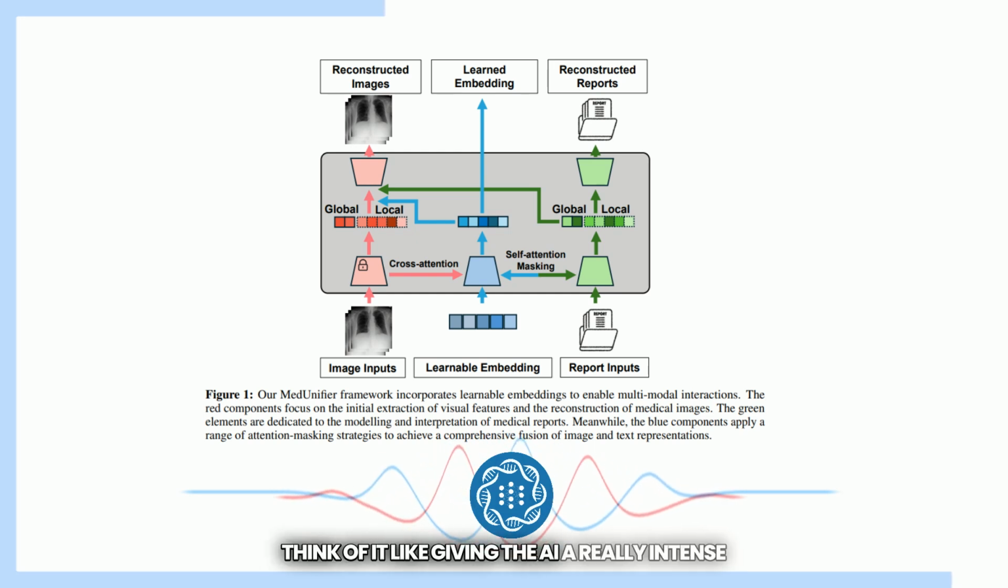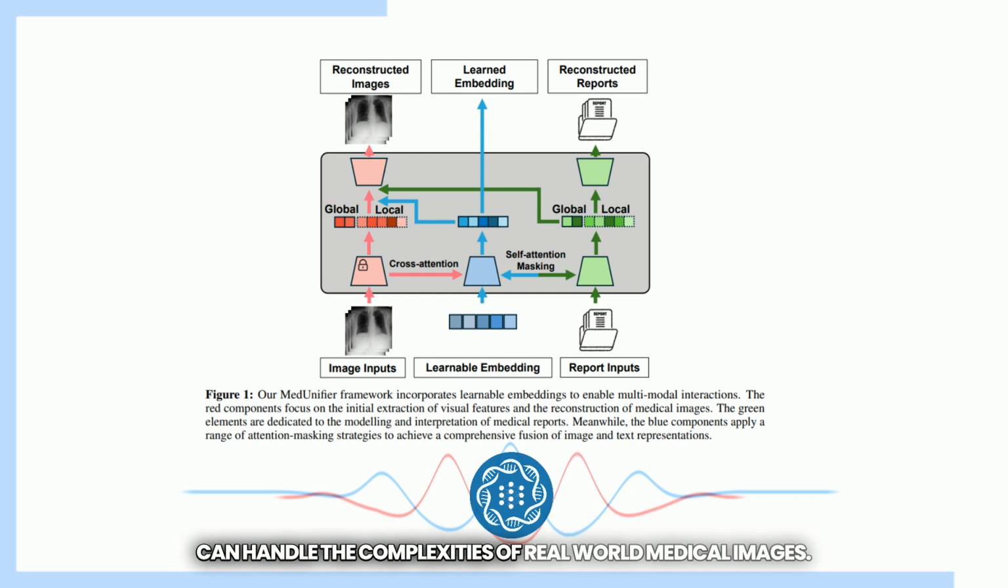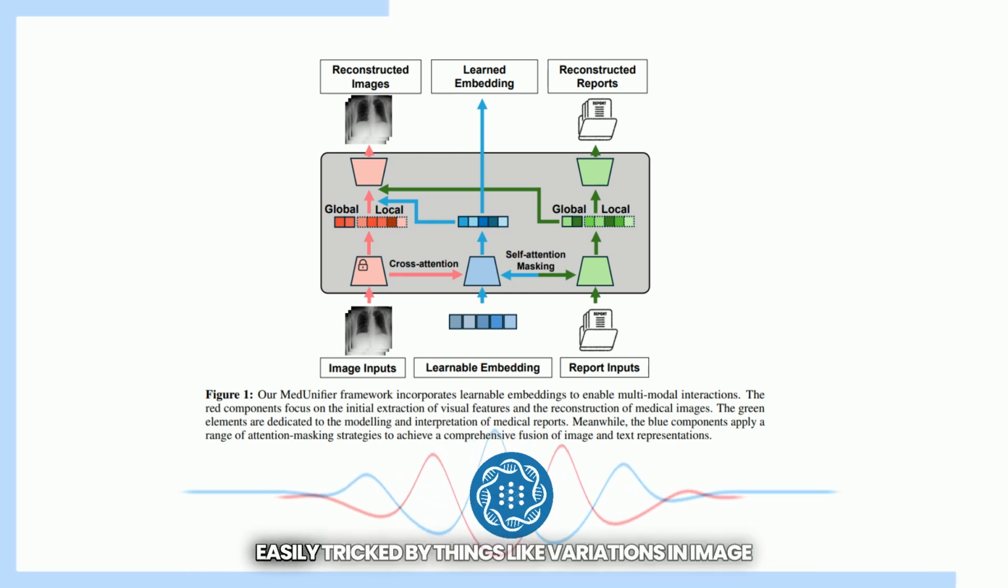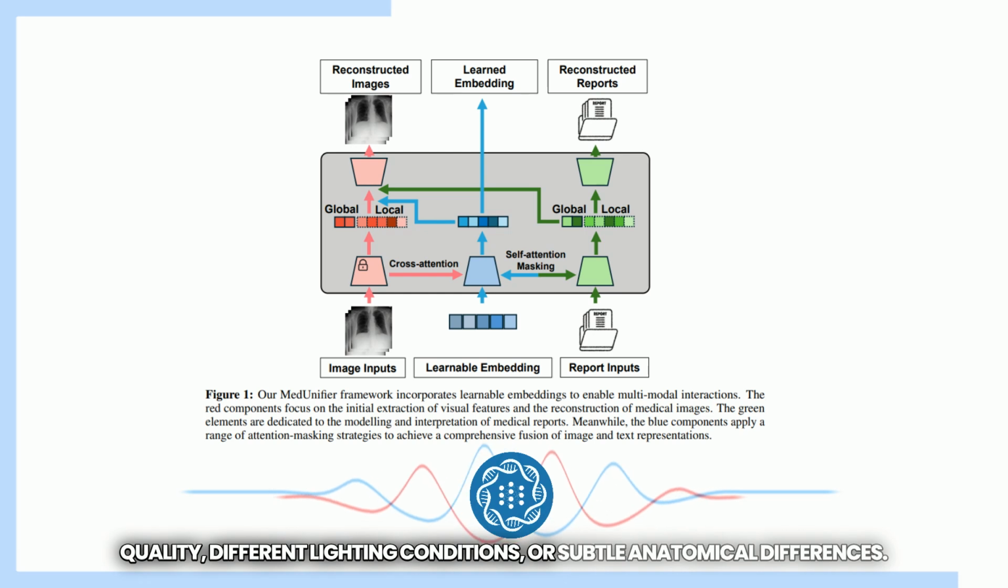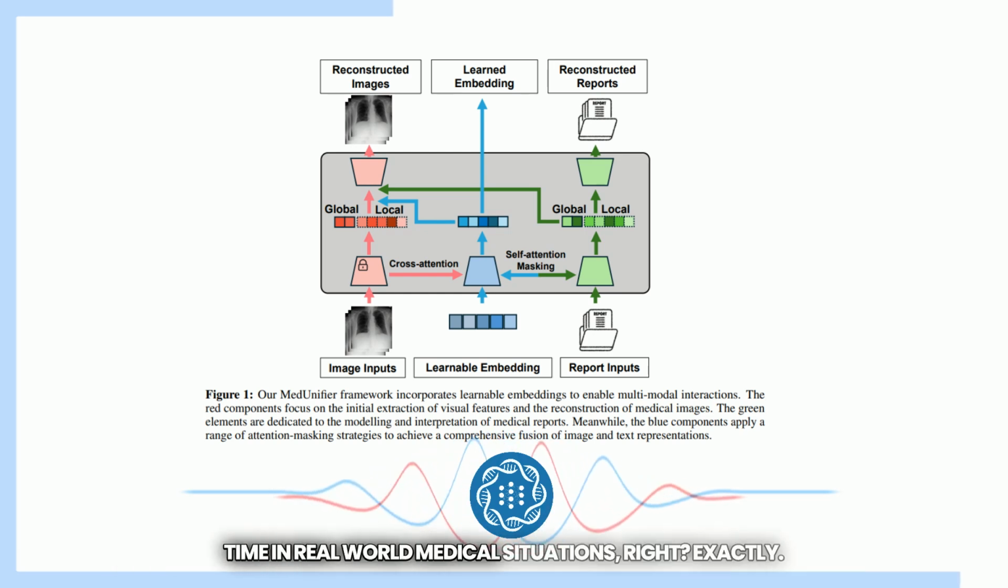Think of it like giving the AI a really intense workout, pushing it to its limits to make sure it can handle the complexities of real-world medical images. So it's like making sure the AI isn't easily tricked by things like variations in image quality, different lighting conditions, or subtle anatomical differences. Because those kinds of variations happen all the time in real-world medical situations, right?